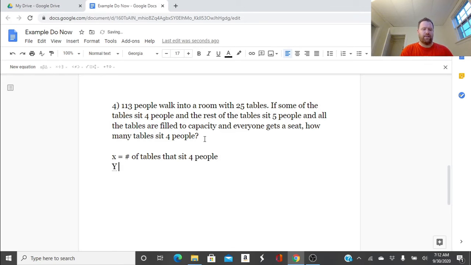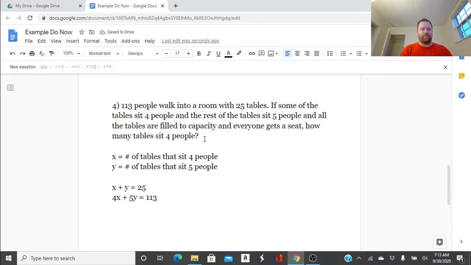And y equals the number of tables that sit 5 people. Okay, so we're going to say that x plus y must equal the total number of tables. So x plus y must equal 25, which is the total number of tables. And 4 people times x, all the tables that sit 4 people, plus 5 people times all the tables that sit 5 people is going to equal 113 people.